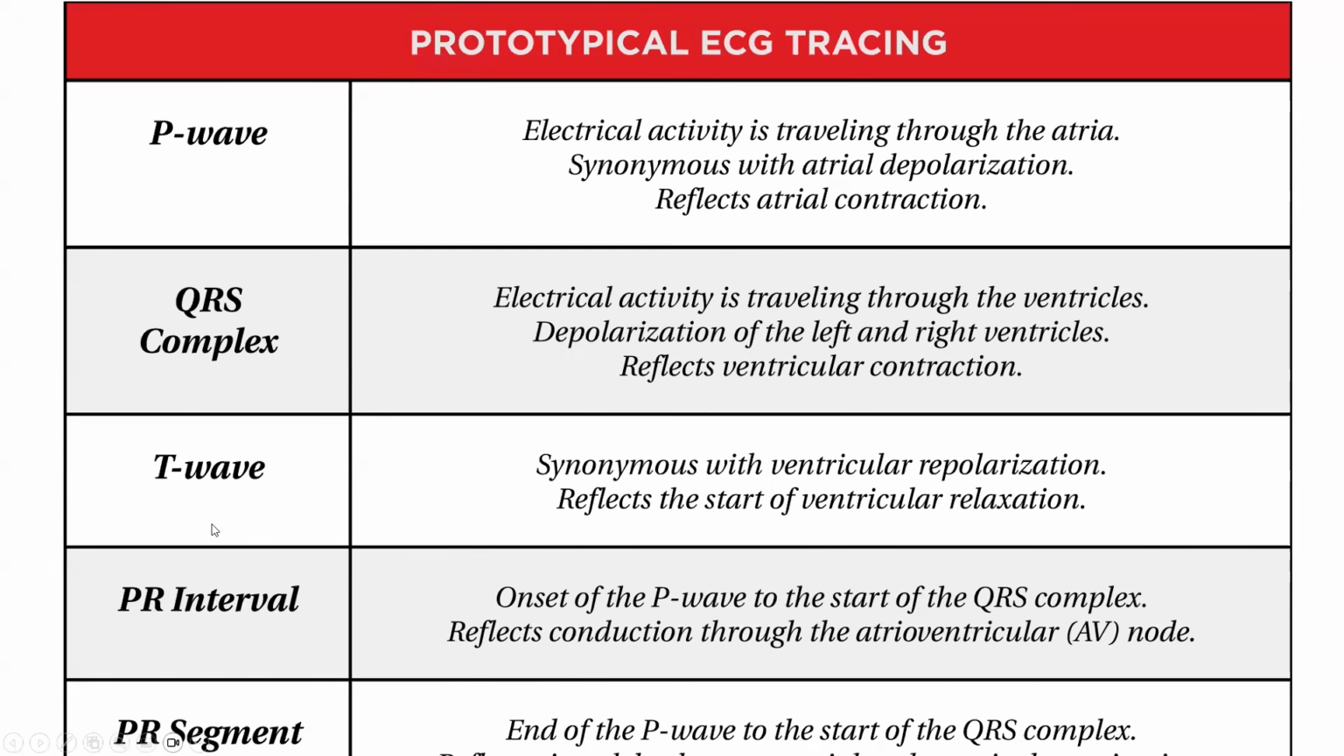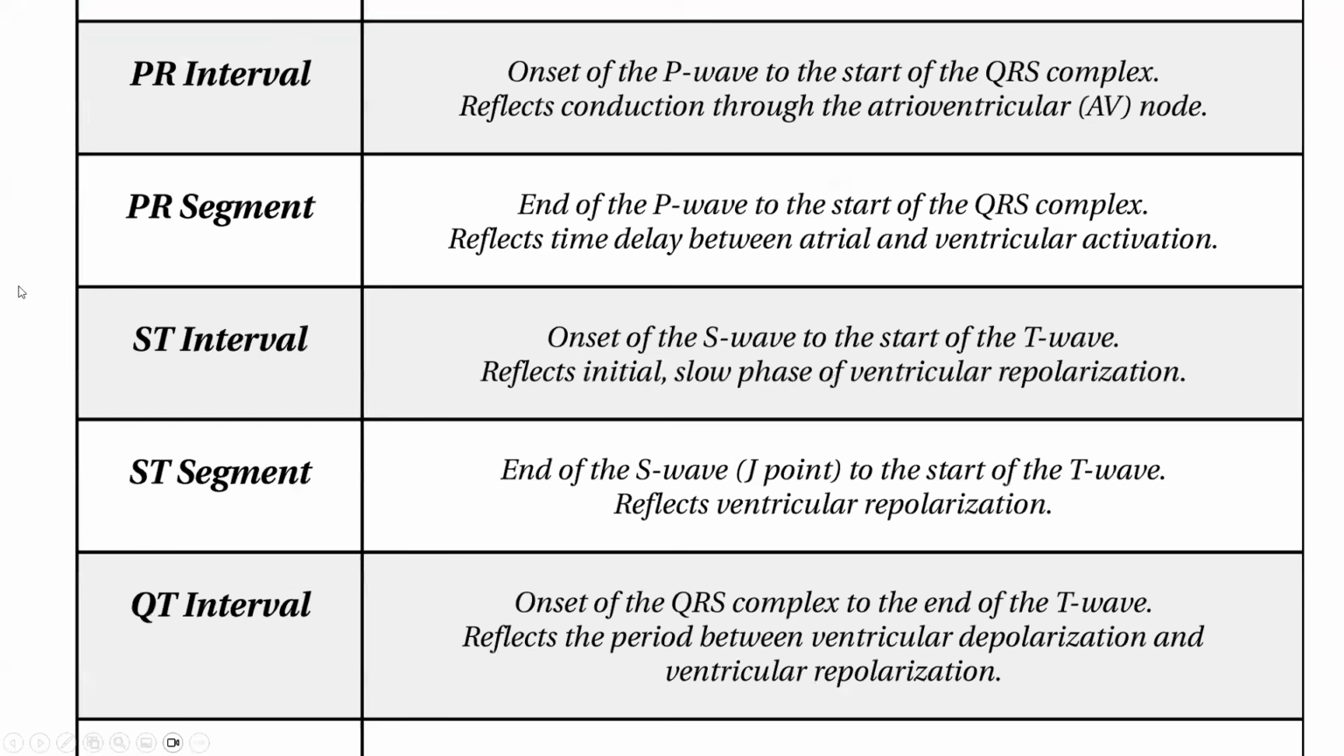The PR interval reflects conduction through the atrioventricular node, from the onset of the P wave to the start of the QRS complex. The PR segment reflects the time delay between atrial and ventricular activation. The ST interval reflects the initial slow phase of ventricular repolarization. The ST segment reflects ventricular repolarization. The QT interval reflects the period between ventricular depolarization and ventricular repolarization.